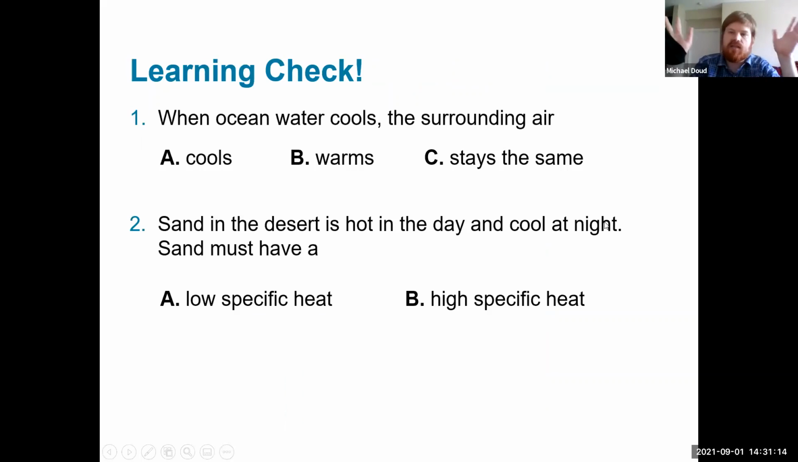Okay, so here's a learning check. This isn't in your notes. This is just kind of like thinking out loud. What's going to happen when ocean water cools? What happens to the air around it? Likewise, thinking about something practical, if you live in the desert, sand in the desert is very hot during the day and it's very cold at night. So what must be the specific heat of sand? I want you to think through these. Go ahead, pause the video if you need to. It's not a sample exercise sheet, but we'll look at the answers here in just a second.